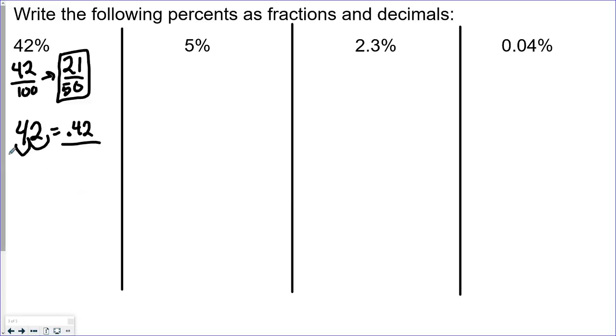What about 5%? Well, fraction's still the same thing. Starts with 5 out of 100. We can divide both these by 5. So if we divide 5 by 5, we get 1. If we divide 100 by 5, we get 20. So 1/20th would be the fraction form.